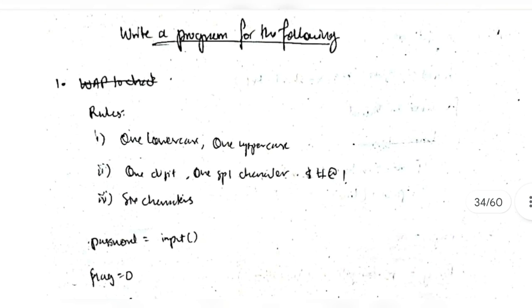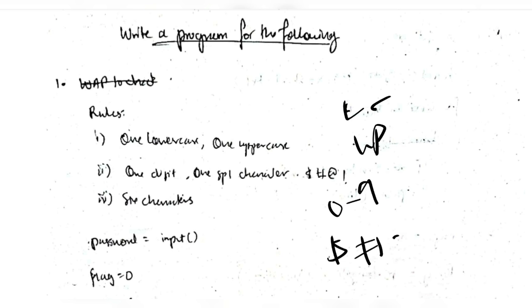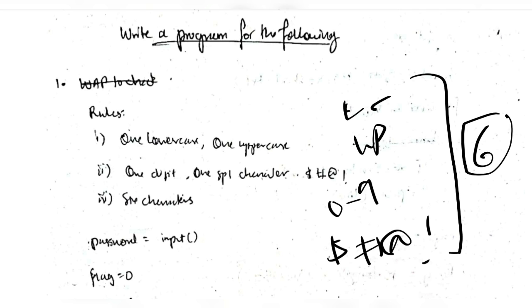Next we have the write-a-program type questions. The first one is to write a program to check the validity of a password. In that there should be one lowercase letter and one uppercase letter, and there should be a digit from 0 to 9, and there should be a special character among these 4. Any of these. So you have to check these 4 things. Along with that, the total length of the password should be 6. So these are the rules.